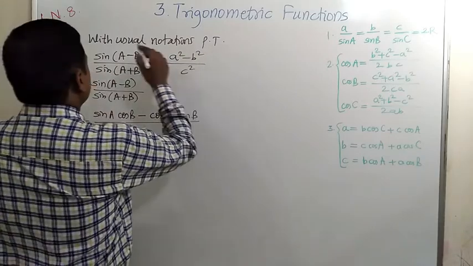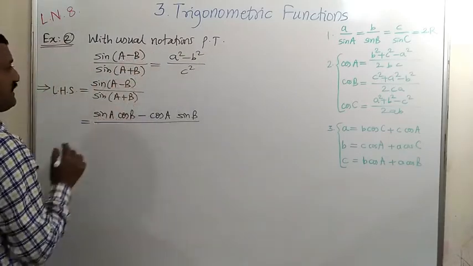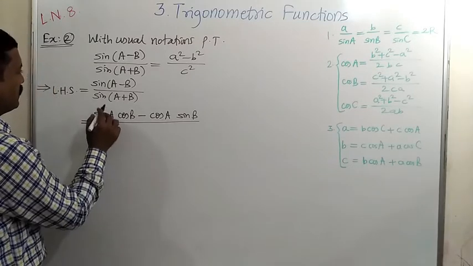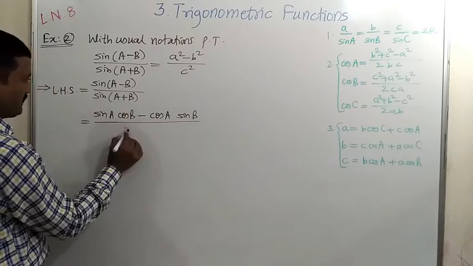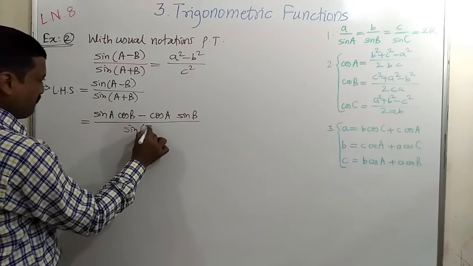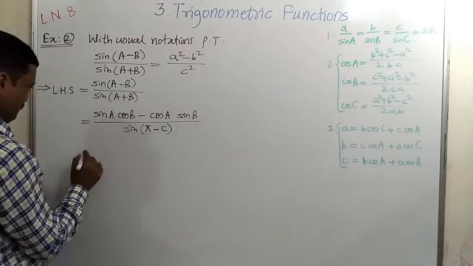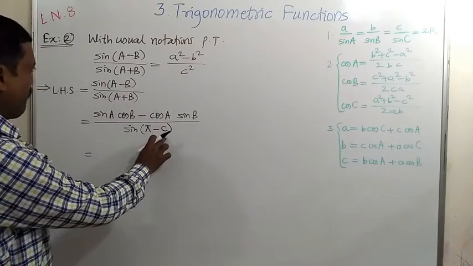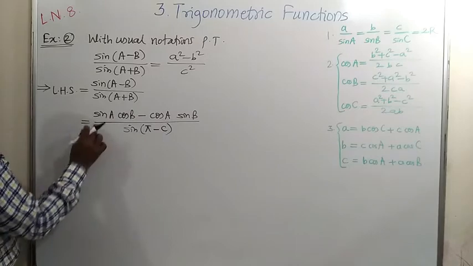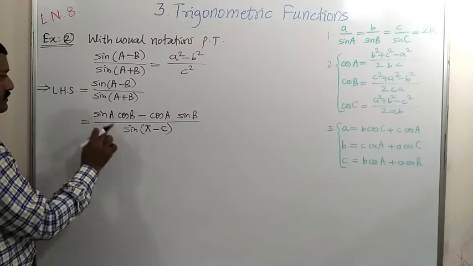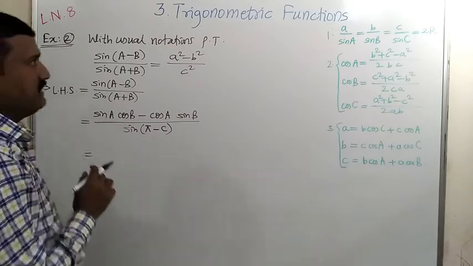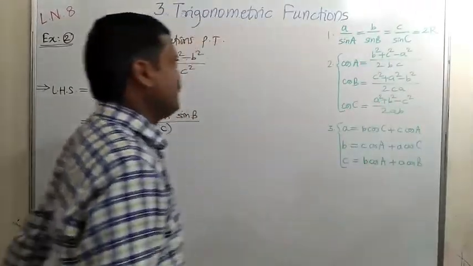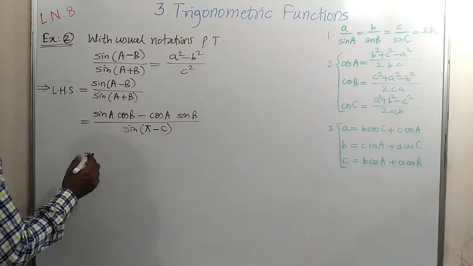We have to prove that these angles ABC are of a triangle. So here sin of a plus b is nothing but sine of pi minus c, because a plus b plus c is equal to pi. Therefore a plus b is equal to pi minus c. Now use the sine rule and cosine rule. Here using sine rule, sine a is equal to a upon 2r, that is nothing but k, ak.